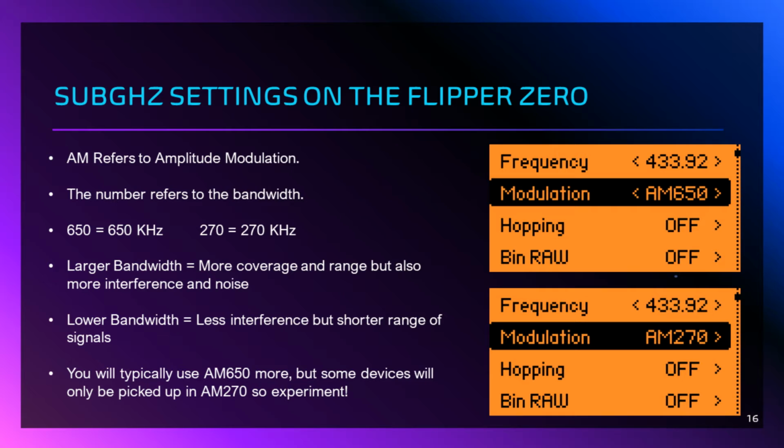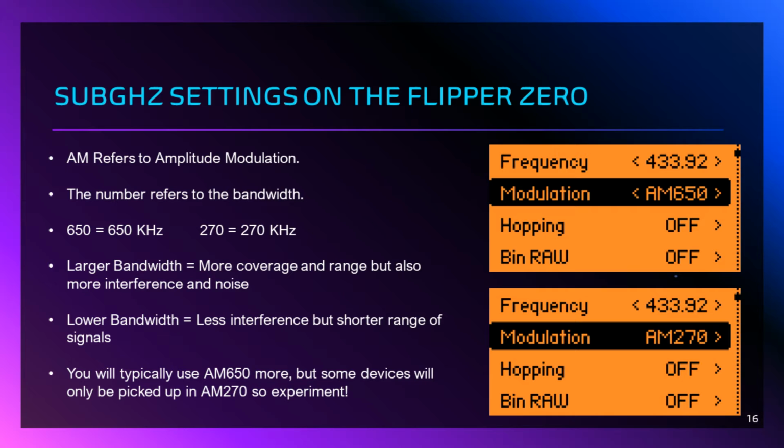Now we'll get into the actual stuff on the Flipper here. When you go into your sub-gigahertz app and then go to read and then go to config, you will see a bunch of things. One of which is your frequency. That one's pretty self-explanatory. But then you have your modulation here. To break it down, you have your type of modulation, AM or FM.